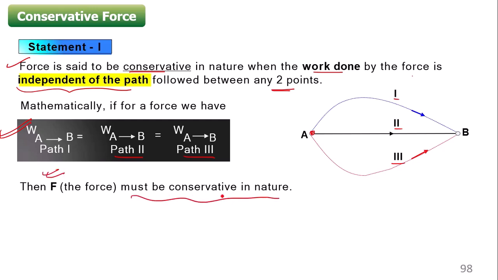Then the particular force is conservative in nature. Whatever work I get out of path number 1, path number 2, or path number 3, all are equal. So if W1 equals W2 equals W3, I can conclude that the work is independent of path, which means it is a kind of conservative force. So this is the first statement.